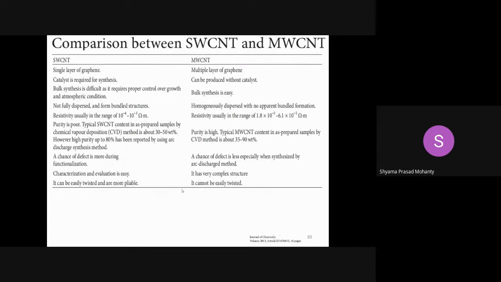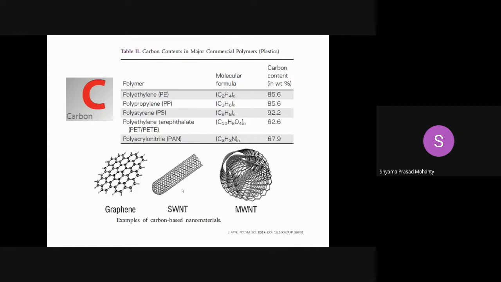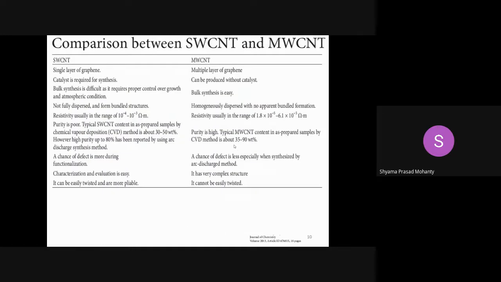So if we compare the carbon nanotubes, there are basically two types. One is single wall carbon nanotubes and another one is multi-wall carbon nanotubes. In case of single wall carbon nanotubes, what happens? You have a single layer of graphene. Whereas in case of multi-wall carbon nanotubes, we have multiple layers of graphene, as you can observe here. So this is one single wall nanotube, and this is one multi-wall nanotube. You have several sheets of graphene which have rolled to prepare this multi-wall carbon nanotube.